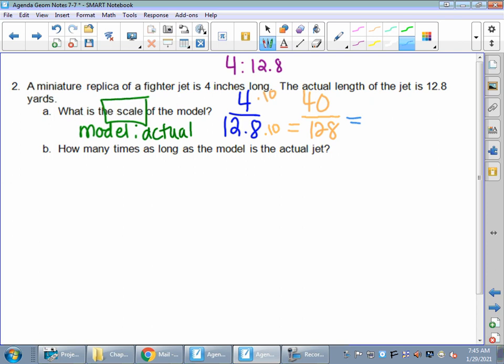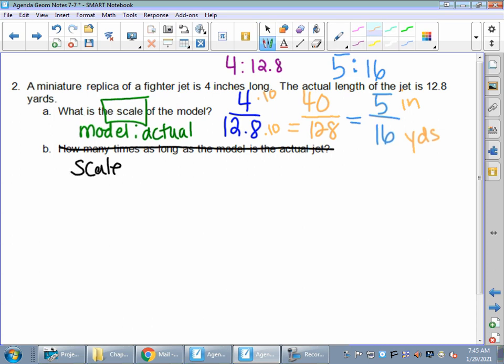I believe that simplifies down to 5 to 16. And remember, it is 5 inches to 16 yards. So I wish that I had rewritten question B. So there's our scale, by the way, 5 to 16. I wish I had asked, instead of how many times is long, I wish I had just said, what is the scale factor? So let's change that.